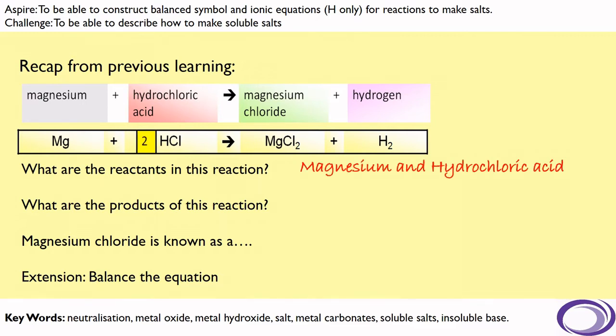So the reactants were magnesium and hydrochloric acid, and the products were magnesium chloride and hydrogen. Magnesium chloride is known as a salt, and to balance the equation you would place a 2 in front of the hydrochloric acid, as there are 2 atoms of hydrogen in hydrogen gas, so you require 2 molecules of hydrochloric acid.